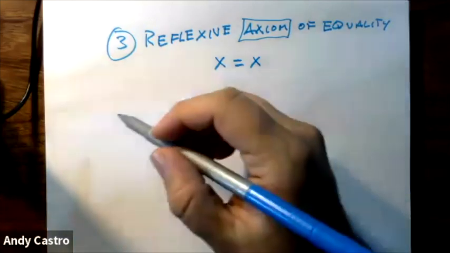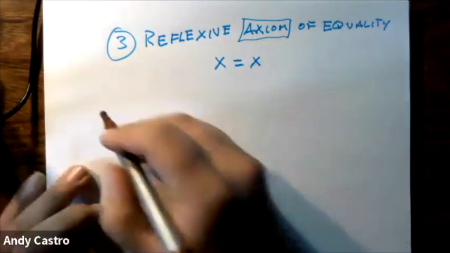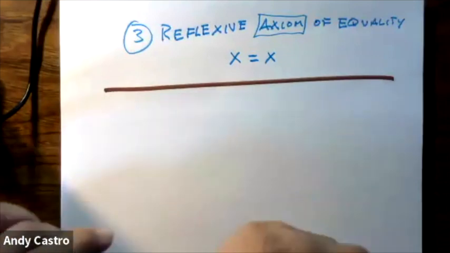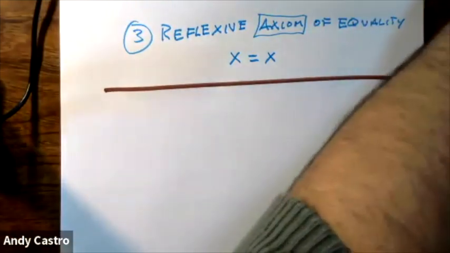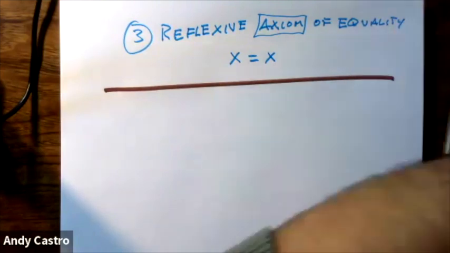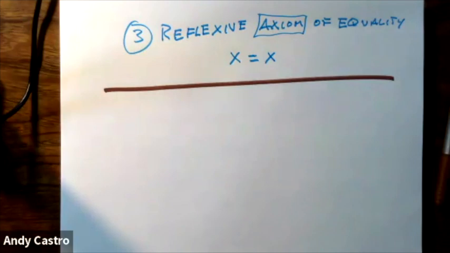All right. So those are the three axioms of equality. Now we're going to talk about the two properties of equality. And let me pull out my formal definition for property so you understand the difference between a property and an axiom. An axiom is something that we assume to be true without proof. A property of a mathematical system is a fact that is true concerning that system.